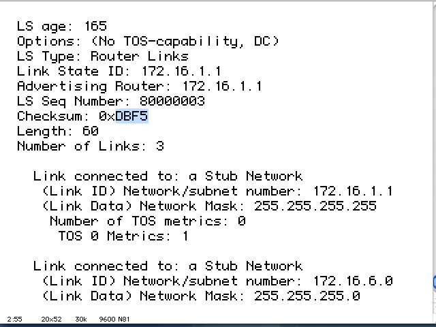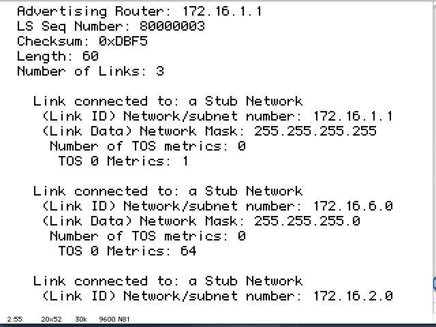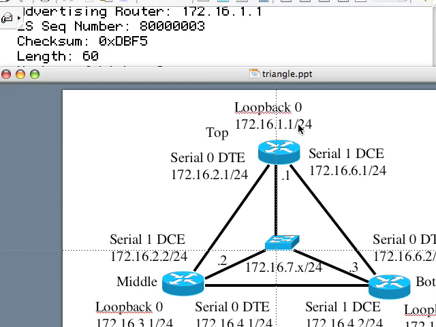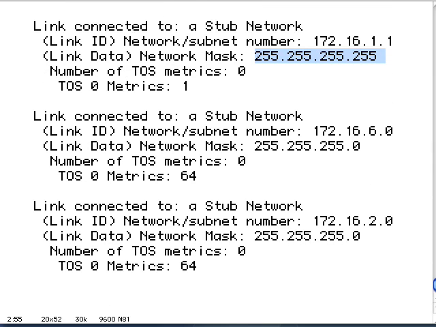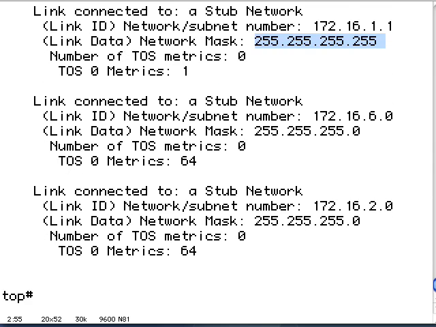We have a new checksum. The length used to be 48, now it's 60 octets. There are 3 links, and a stub network 172.16.1.1. This is our loopback, and even though the loopback is configured as a /24, it is advertised in OSPF as a /32, which is just the way it is. And then my other 2 stub networks.